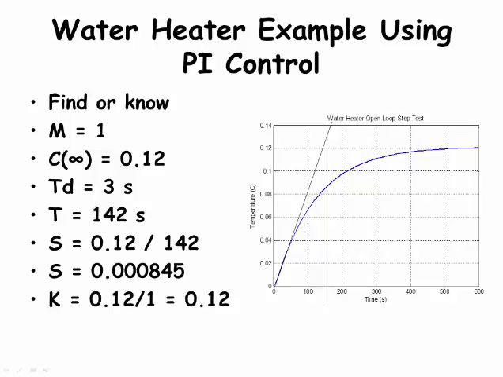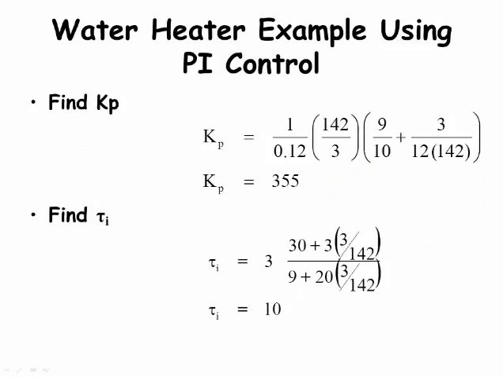So now we know M, Td, and T. Assuming that we are using proportional plus integral control, we use the equations shown to find Kp and tau I. In this case, Kp equals 355 and tau I equals 10. These are quite different from the numbers I used before.